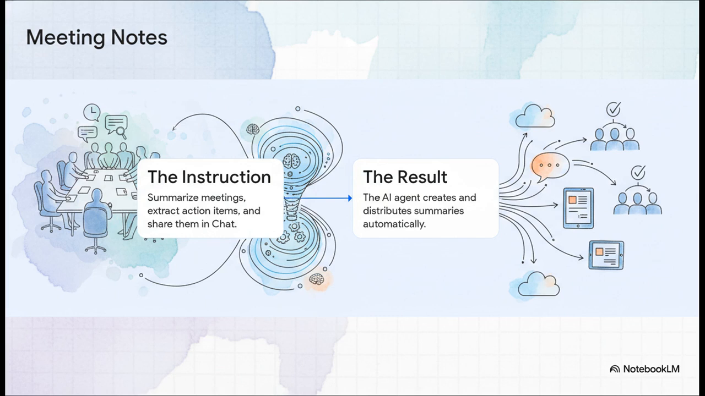Now, think about how this could boost your whole team's productivity. A project manager can have an agent that after a meeting automatically summarizes the key points, pulls out all the action items, and then posts them right in a group chat. I mean, come on. Everyone is on the same page instantly, and nobody has to be the designated note-taker.